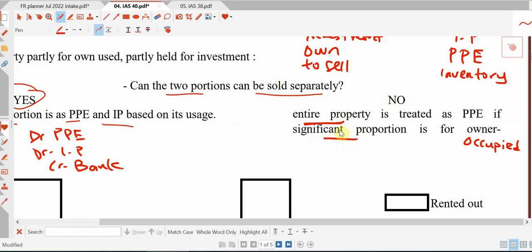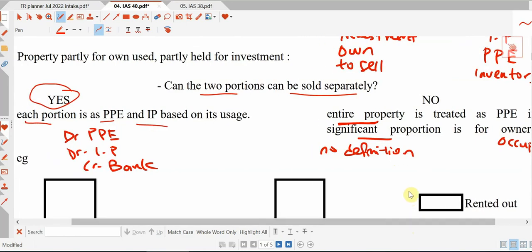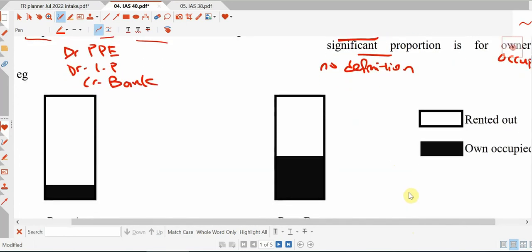Now, the problem with this significant portion, there's no definition. There's no definition by the accounting standard. So it's up to you to decide. So this is a loophole here. Some people do creative accounting, fake accounts, because of all these things. The standard never says, so we are free to decide. But if you need a professional judgment, definitely it's not in FR. We don't need to do that. SBR, yes, but not in FR.